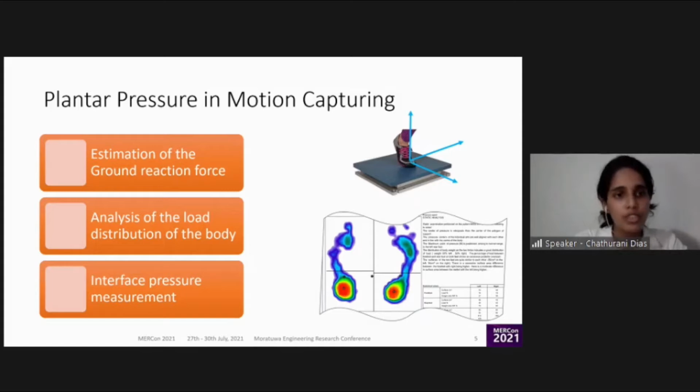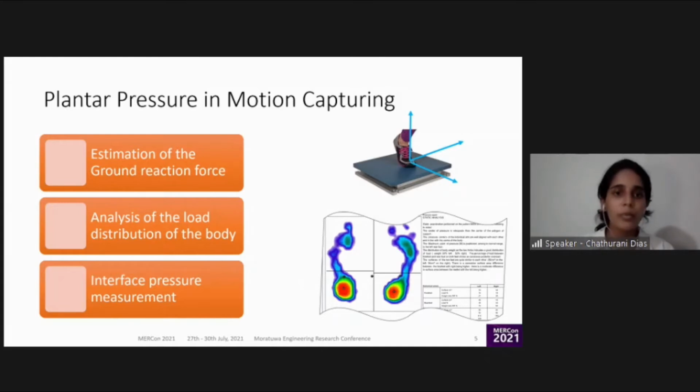So this is not just a cost advantage. We can take the ground reaction force estimation out of the lab and apply it to estimate this force in sports and outdoor activities. And when we move into the clinical aspect of things, the load distribution analysis has always been of very high importance in the clinical aspect.